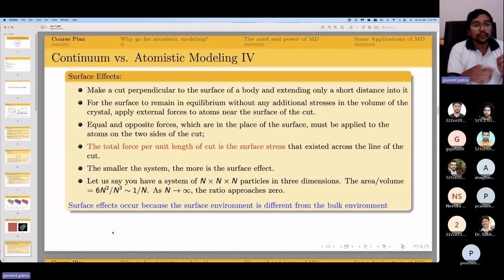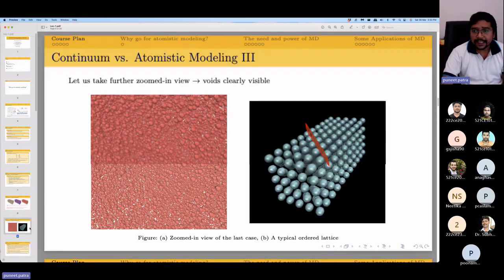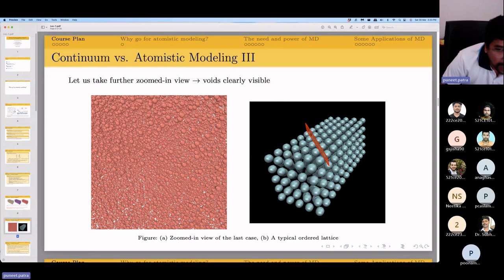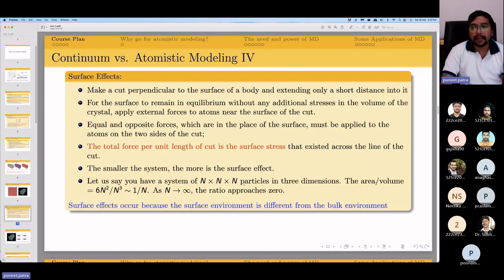Okay. So now let us focus our attention on the surface effects. Consider the right hand side figure of this slide, and imagine that we are making an imaginary cut shown here in this red region. And we extend this cut only up to a short distance. Now, for the surface to remain in equilibrium without any additional stresses in the volume of the crystal, we have to apply external forces onto the atoms near the surface of the cut.